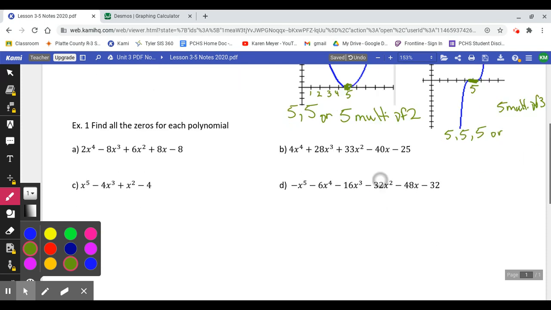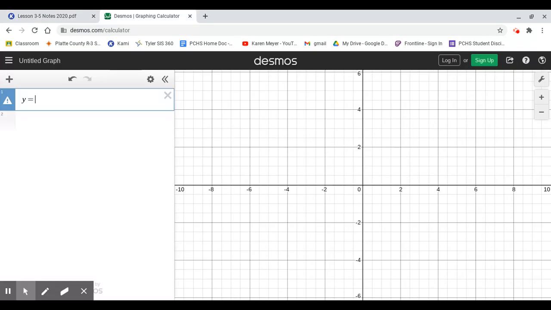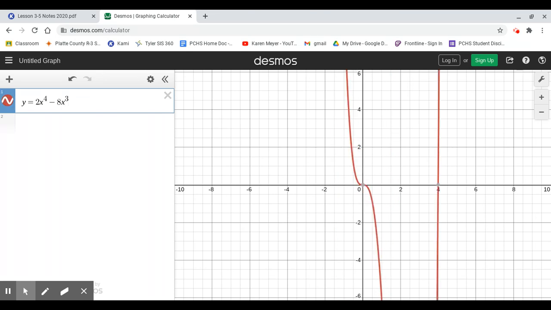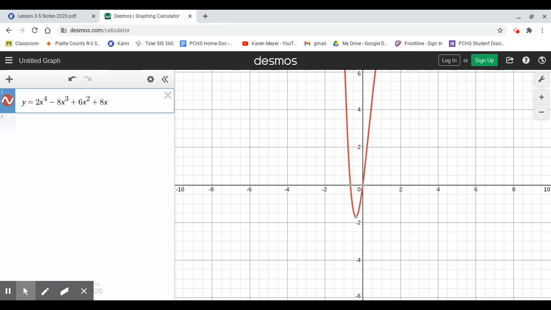All right, to find these, we are going to use technology to graph them and to look for the nice, neat integer zeros. And then if we are missing any zeros, we're going to have to use synthetic division to help us out. So I'm going to switch back over to Desmos, and I'm going to type in the first one. So 2x raised to the 4th minus 8x raised to the 3rd plus 6x to the 2nd plus 8x minus 8.